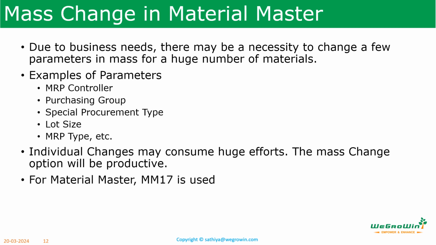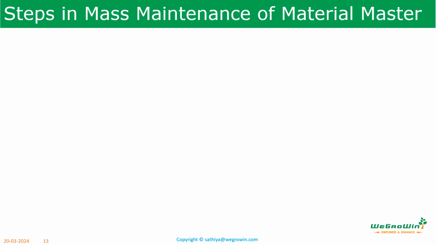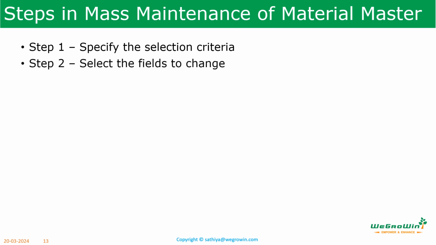At the same time, this transaction must be used very carefully, and before we use this for anything. So here for this mass change for the material masters, we use a transaction called MM17. Okay. So what are the steps involved in doing this mass change of the material? Okay, right. Go to the MM17 transaction, specify the selection criteria. What criteria we need to use for these materials, and select the fields. What fields we need to change.